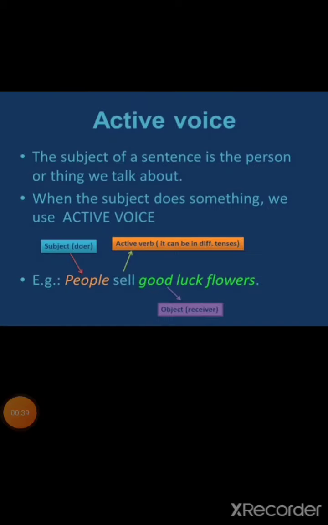So what is active voice? If the subject is performing the action, then the verb is said to be in the active voice. You can see it in the picture, the example. People sell good luck flowers. People is the subject. People are selling good luck flowers. So what is the action that they are doing? They are selling. So that is why the people are doing the work of selling. So you can say that the sentence is written in active voice because the work is done by people, by the subject itself. Okay.